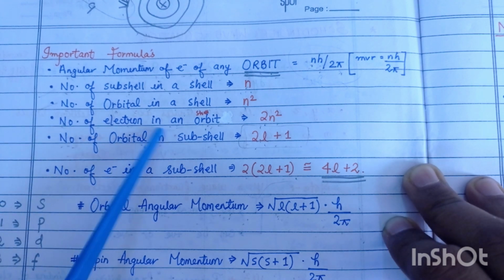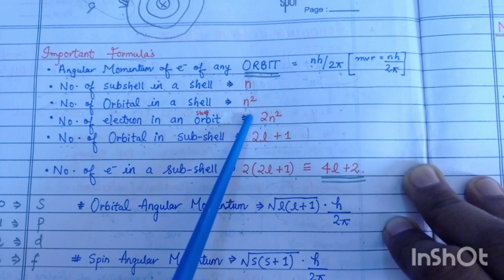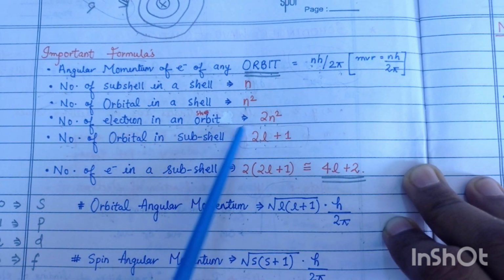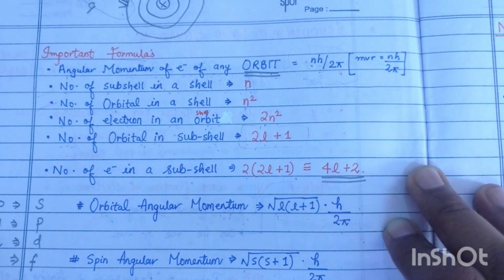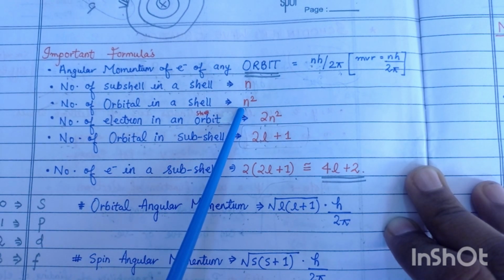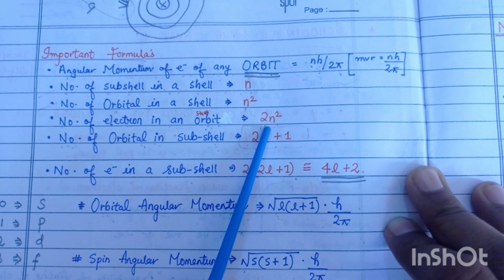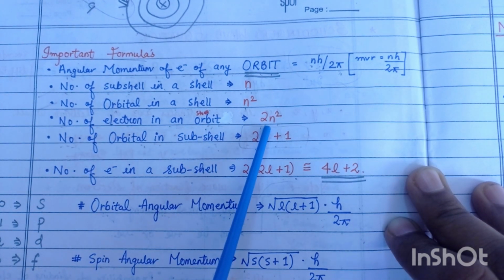The number of electrons in an orbit is 2n square. In lower classes 9 and 10 you learned this, because of the Pauli exclusion principle: each orbital can occupy a maximum of 2 electrons. If there are n square orbitals and each can hold 2 electrons, obviously it will be 2n square. So the number of electrons in an orbit is 2n square.